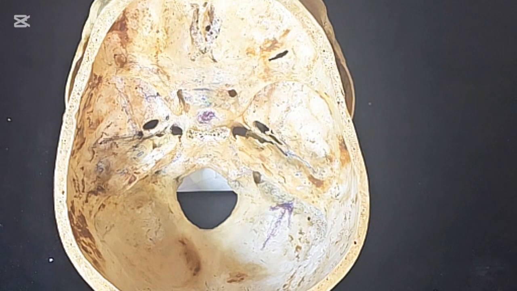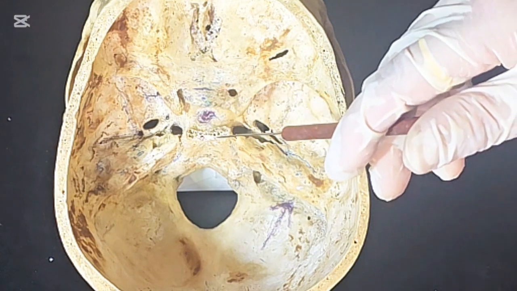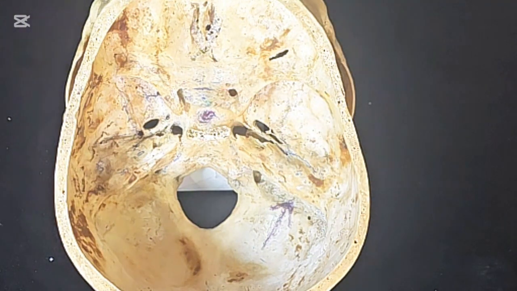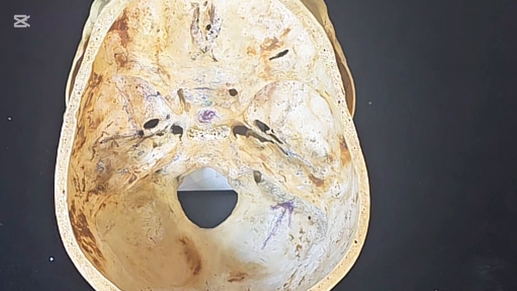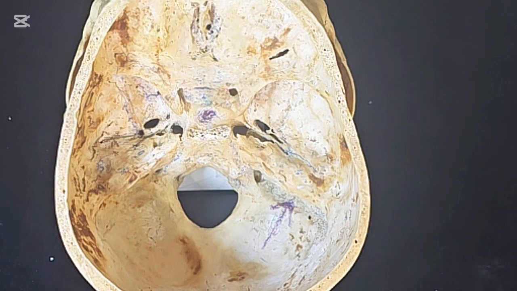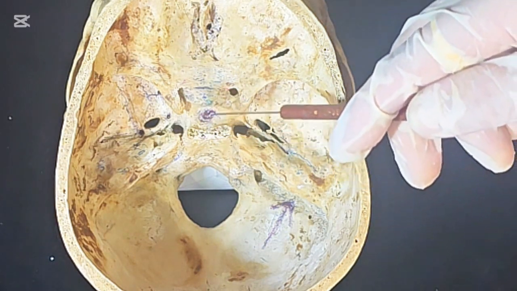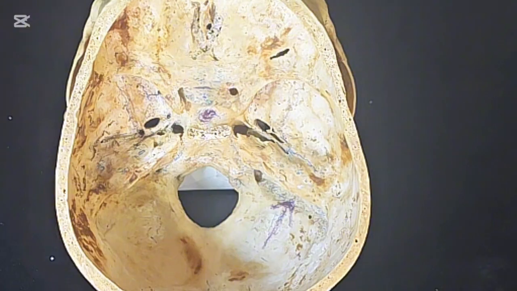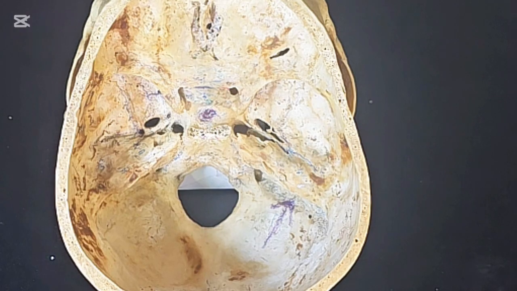A dural fold called diaphragma sellae runs from the tuberculum sellae to dorsum sellae, forming the roof over the hypophyseal fossa. This fold, the diaphragma sellae, has a central perforation which allows the passage of pituitary stalk or infundibulum. Diaphragma sellae is an important surgical landmark during surgeries such as transsphenoidal approach to reach the pituitary gland.